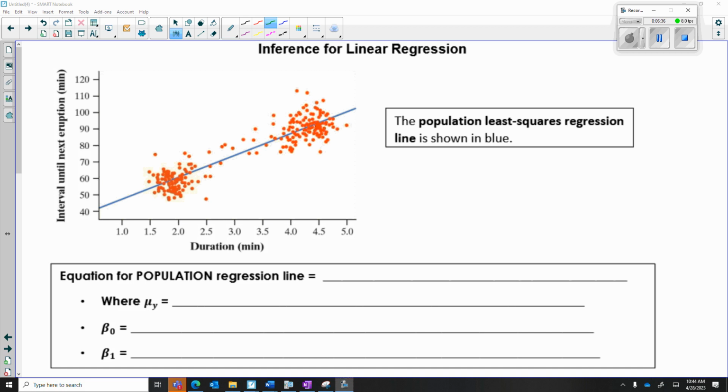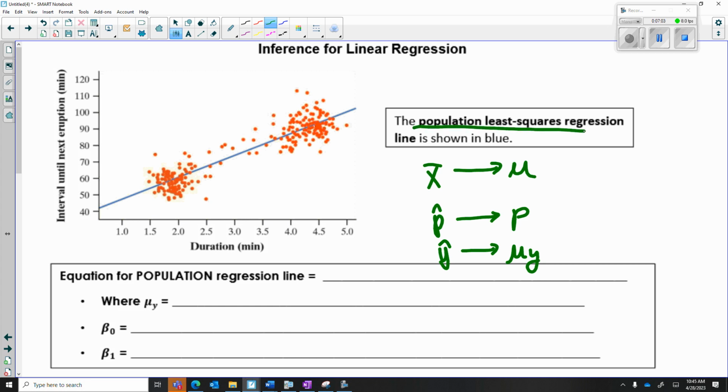So just like we can perform inference for the sample x bar and use it to estimate the population mu, just like we can use inference to estimate p, take p hat and estimate p, we can also use the sample line, which is the y hat line, to estimate the true population line. And that population line is called mu sub y. So notice this says the population least squares regression line is shown here in blue, in this picture that you see here. So we are going to use our sample line to estimate the true population line.